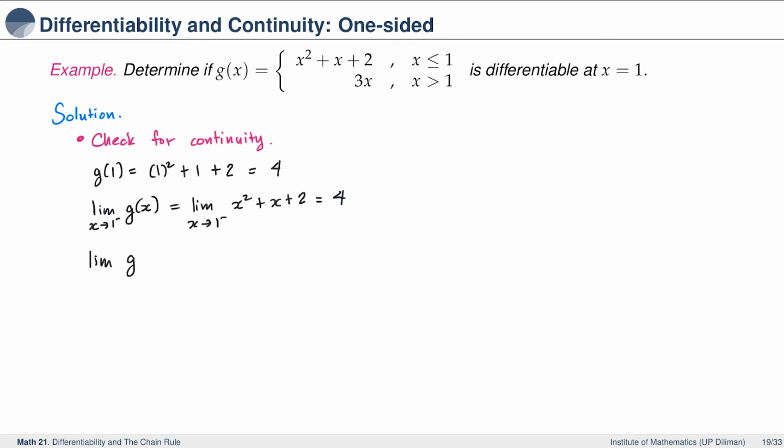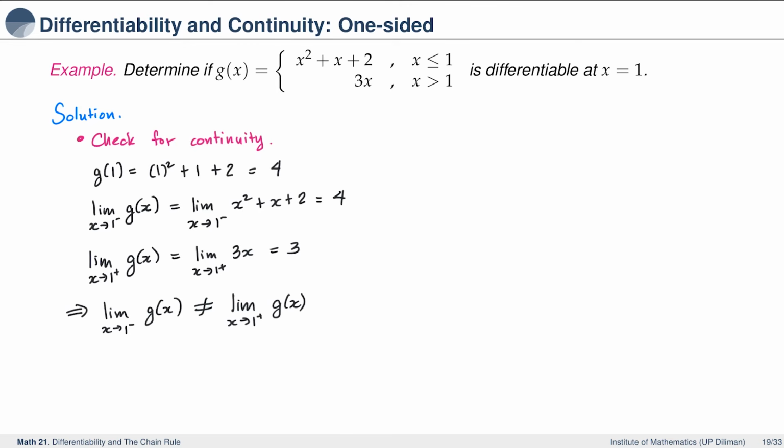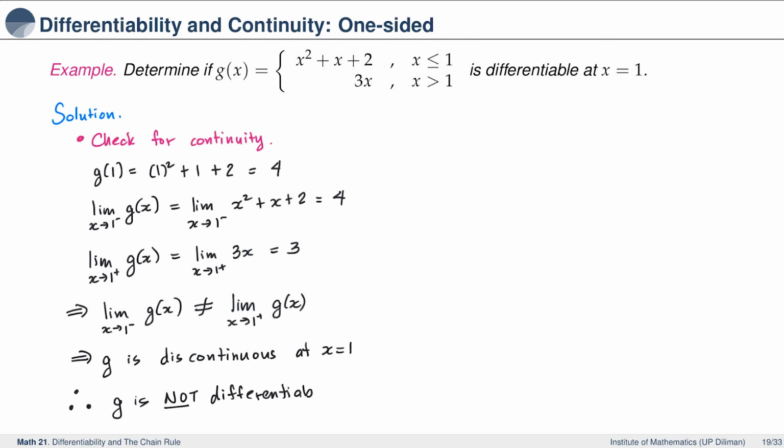Next, we look at the limit of g of x as x approaches 1 from the right. This would be the case where x is greater than 1, so g of x will be equal to 3x. The limit of that would give us 3. In this case, however, the limit from the left is not equal to the limit from the right. Therefore, the limit of g of x as x approaches 1 does not exist. Therefore, the function g is discontinuous at x equal to 1. And because of this, we can right away conclude that g is not differentiable at x equal to 1.